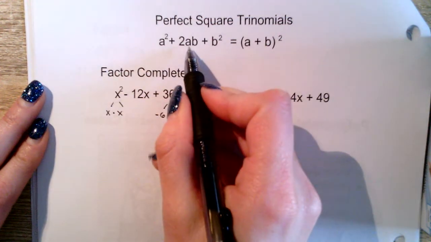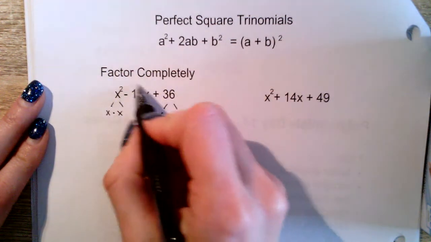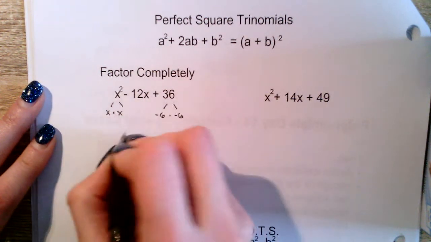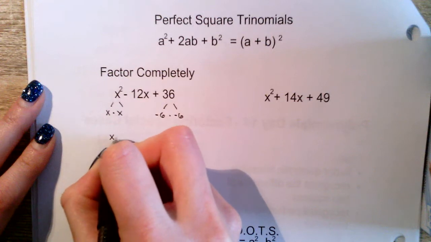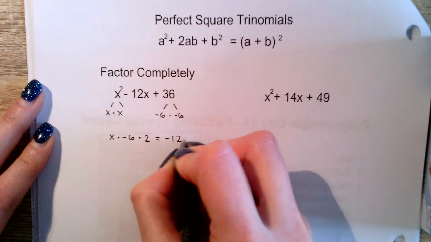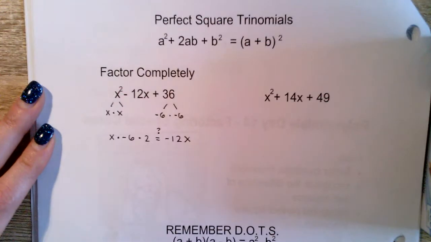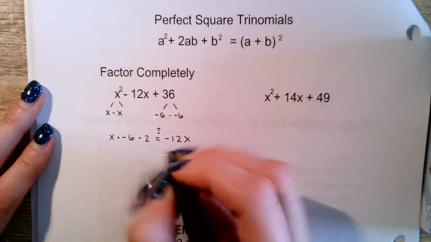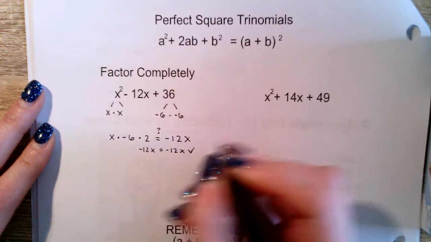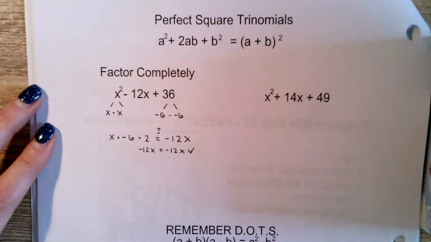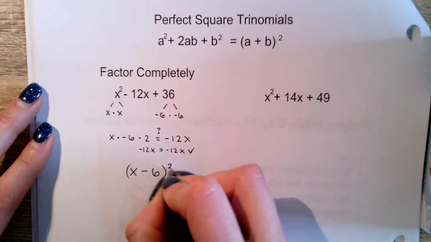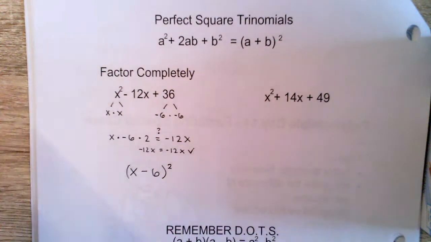Now, to test the middle term, we need to know 2 times a times b. Is that this? So we're doing one of these times 2. Does that equal negative 12? So again, what we're asking is, is x times negative 6 times 2 equal to negative 12x? Yeah, if we do negative 6 times 2, that's negative 12. So we get negative 12x is equal to negative 12x. That is true, which means that this is a perfect square trinomial, which means our final answer would just be rewritten as x minus 6, all in parentheses, squared. And that would be our final answer.